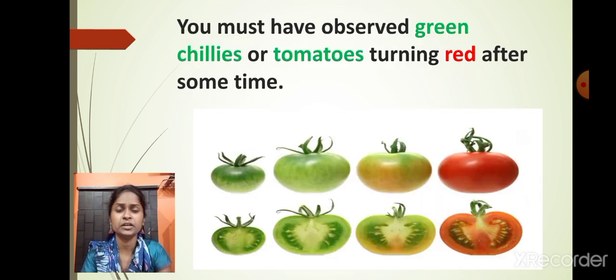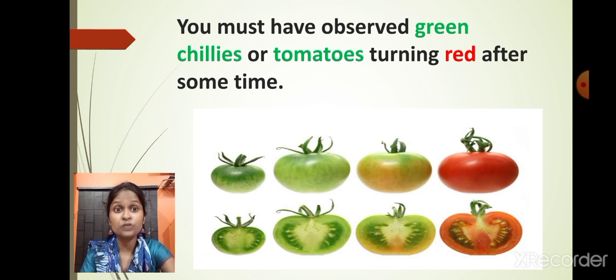In exactly the same manner, not only the glass material, you must have seen green chilies and tomato. Here in this example, can you see a green tomato? Initially the tomato is green in color, but eventually as the tomato ripens, it turns red. Like tomato, chilies are also initially green in color. As time passes, the chili gets converted into red chili. These are certain kinds of changes we observe.